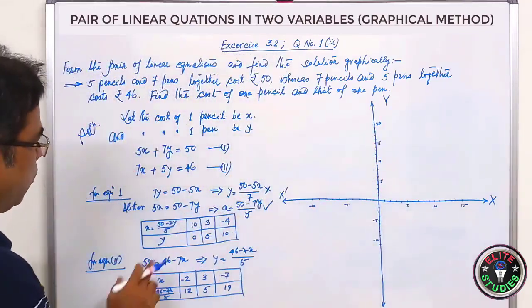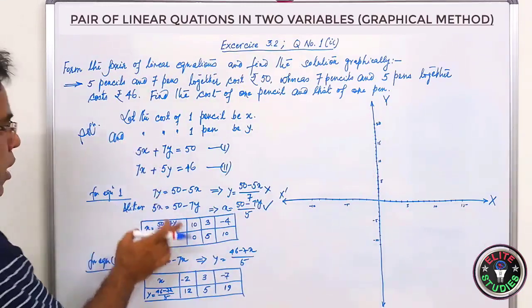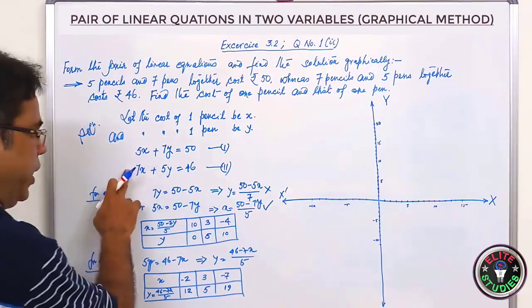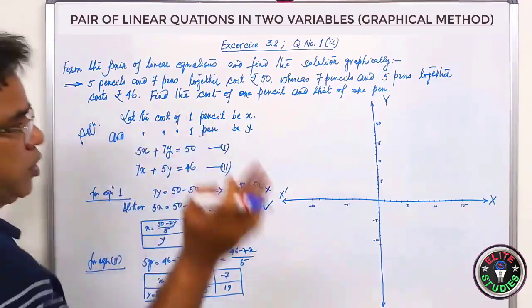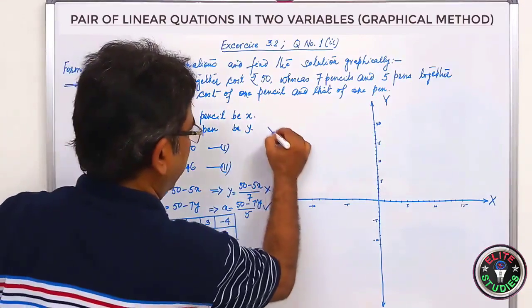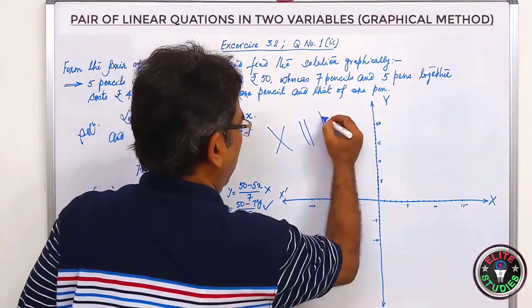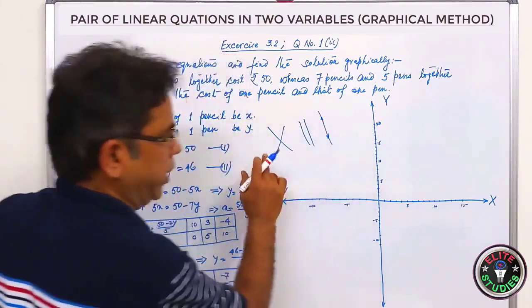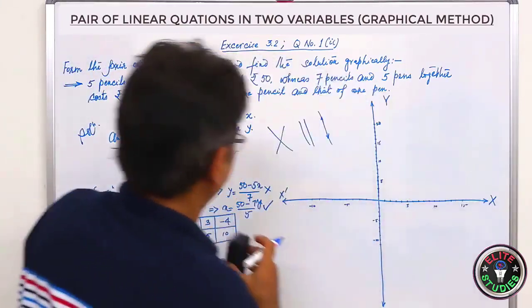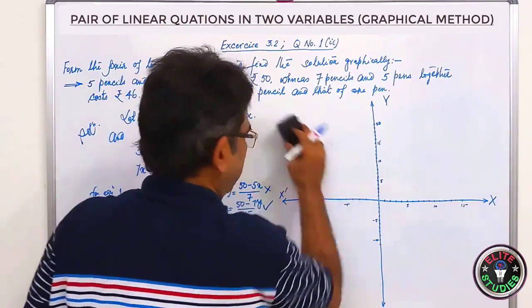Now let us try to plot this one. As I told you, since these are linear equations, you will get a straight line here and a straight line here. Now what are the possibilities? Either they may be intersecting, or they may be parallel, or they may be coincident, as I have already taught you in the earlier classes. So let us see whether it is intersecting, parallel or coincident.